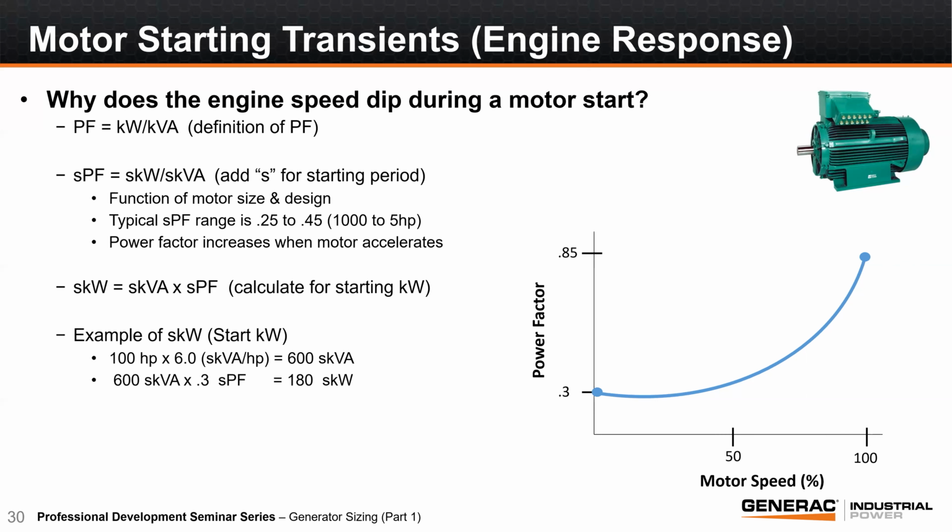So for an electric motor, 0.3 is a good rule of thumb for the power factor during a startup. And so if we have an engine with 600 starting kVA, we multiply that by the starting factor of 0.3, and we see that we have a 180 starting kilowatt for this particular engine.